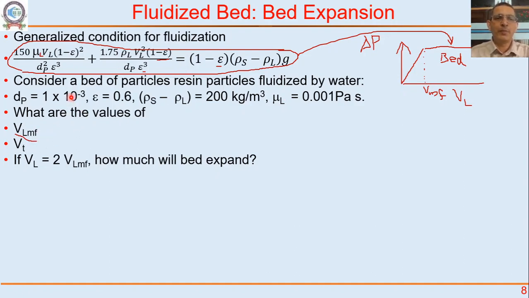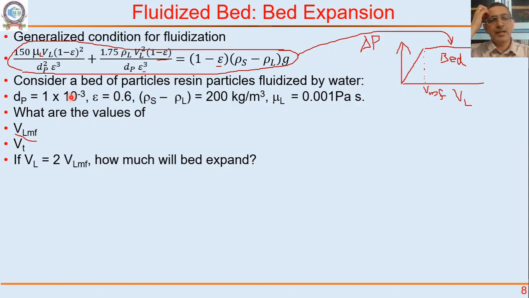Terminal velocity for this particle, how do we calculate? Calculate the Archimedes number first. Check if the Archimedes number is less than 18. Check if the Archimedes number is greater than 10 raised to 5. If not, put in the CD expression and solve a nonlinear equation in velocity.